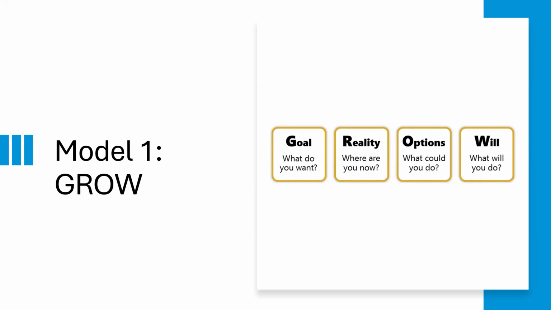Reality, where are you now? What's your current situation? Once we've worked those out, options, what could you do? What are your opportunities? What things could you try? How could you start to move from your reality towards your goal? Your options are your different pathways and things that you could do to begin to achieve your goals. Will: what will you do? What are you prepared to commit to? What's your immediate action, your SMART objective, the thing that you're going to do right now to begin to move yourself forward? Commitment. GROW works equally well, I think, with individuals.